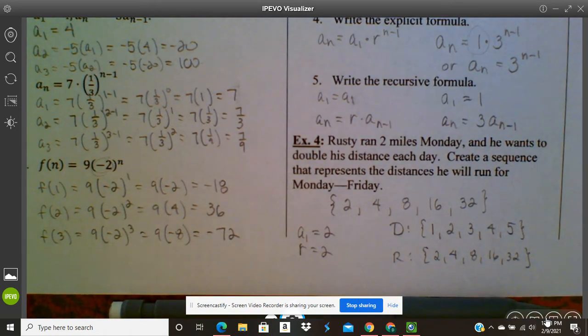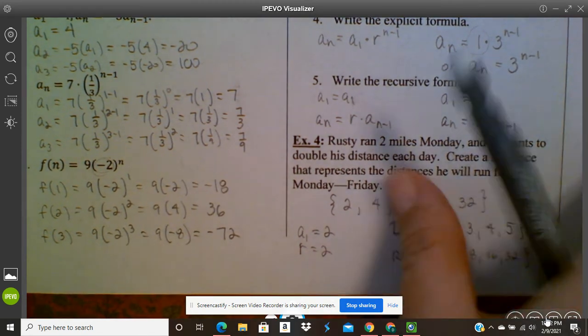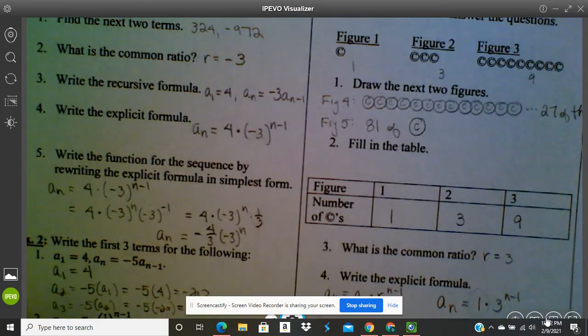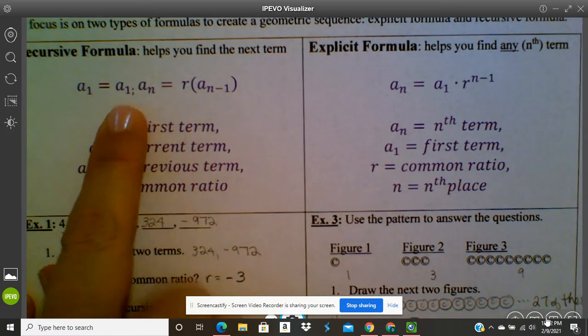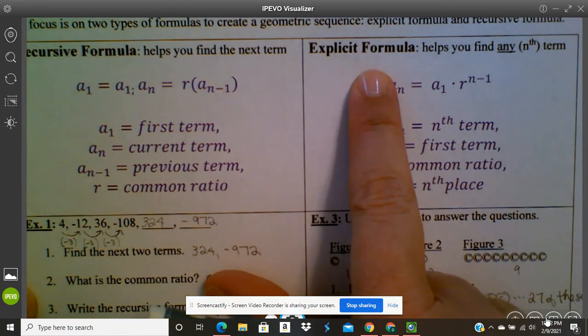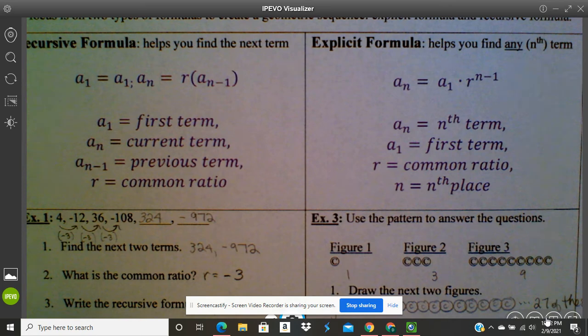So just to recap, we're going to be dealing with geometric sequences where you multiply to get the next term. You multiply by a whole number, you multiply by a fraction, a decimal, whatever the case may be. It's helpful to know the first term and the common ratio so that you can actually write out the functions or the equations. We've got our recursive formula, first term and ratio. Our explicit formula also requires the first term and the ratio. So there's everything you need for a geometric sequence.